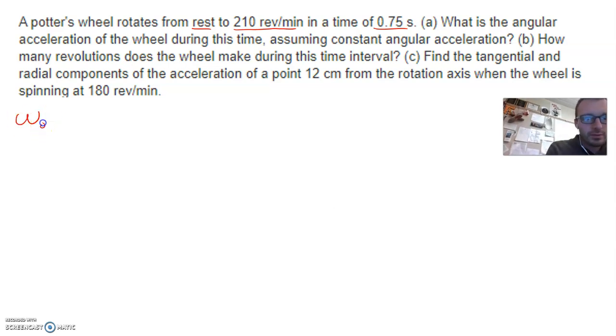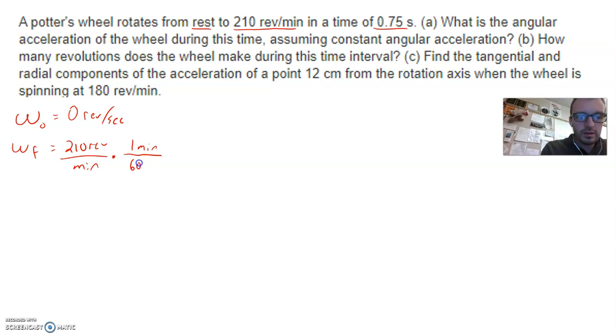We're talking about revolutions per minute. I'd prefer radians per second, which we'll get to in a little bit. But I'll just go ahead and write this as revs per second, and I'll explain why in a minute. The omega final, the final rotational speed, is 210 revs per minute. Now, we like seconds because we see seconds a lot as our standard unit in physics. So I'm going to clean that up with a quick conversion.